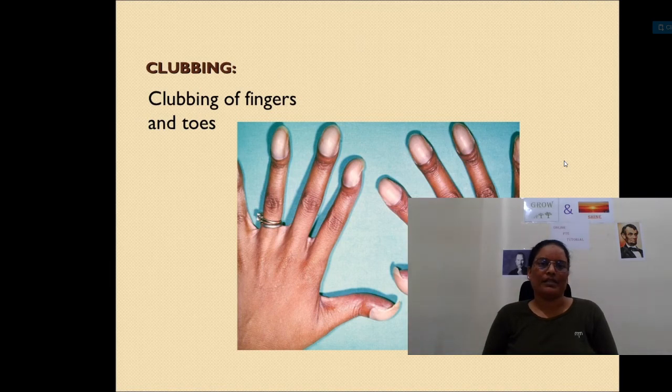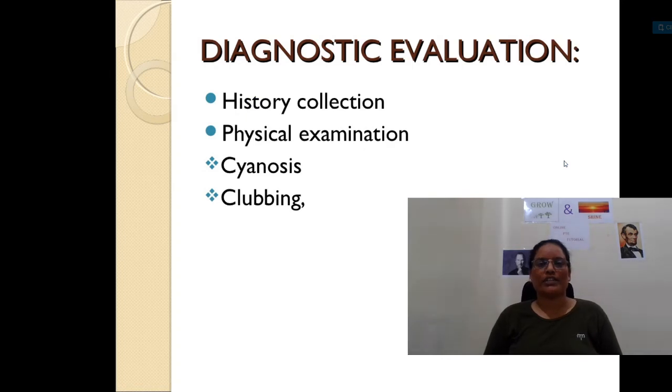Then clubbing. What happens in clubbing? In clubbing, the nails of the hand look abnormal. Clubbing of fingers or toes. Then diagnostic evaluation, history collection. In history collection, we can know about the conditions, what happened with the child earlier. Then physical examination, there we can see clubbing easily and cyanosis also.